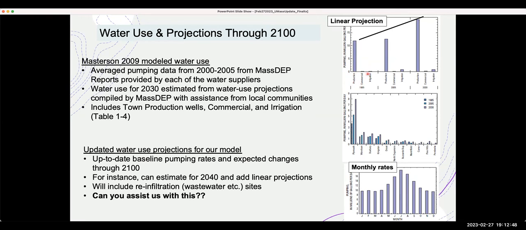Let me just clarify a few things. This figure is from the USGS model report that shows an increase in the amount of groundwater pumped in 2030 compared to 1985 and 2005. We were wondering if anyone in Plymouth or the surrounding communities has some idea or knowledge of any water use assessment or projections into the future that could help us inform this. Should we just flatline after 2030?